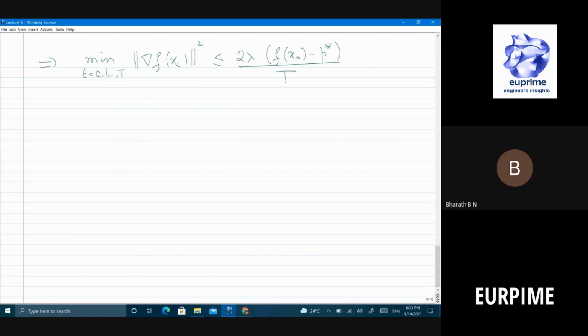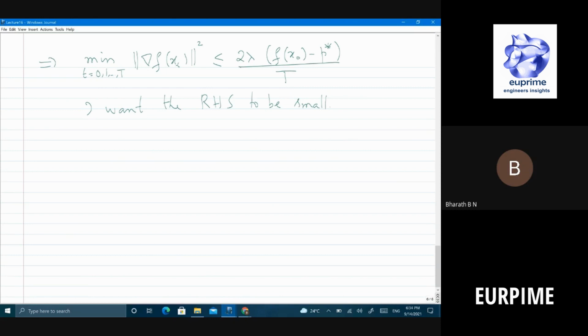Do you agree? So what is it that I want? If the gap has to be small, I want the gradient to be small. That's what we showed previously. Now, what is this saying? I want this right hand side to be small, right? I want the RHS to be small. What does that mean?